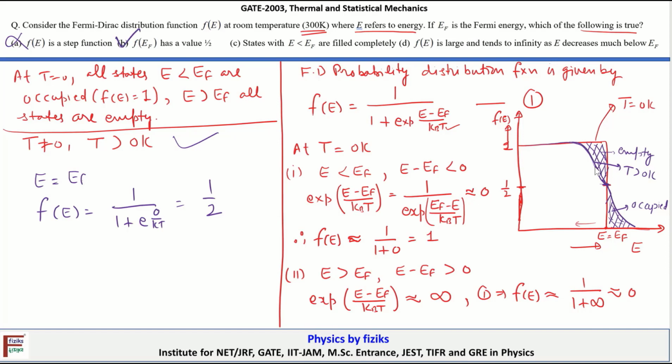For option C, states with E less than EF are completely filled. No, that's true only at absolute 0, so at non-zero temperature option C is wrong. And what about option D? f of E is large and tends to infinity as E decreases much below EF. No, that's not true. It has a finite value.